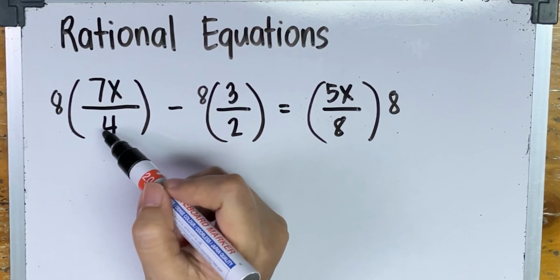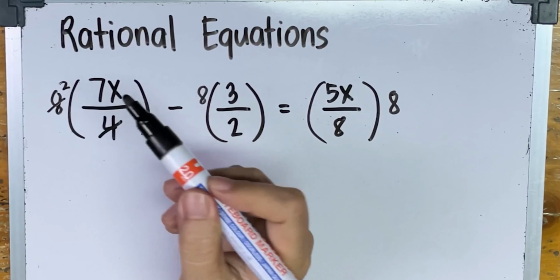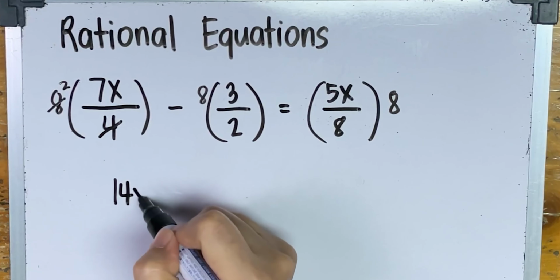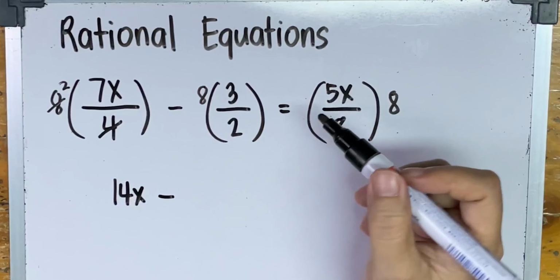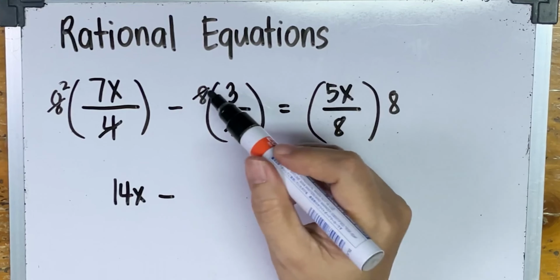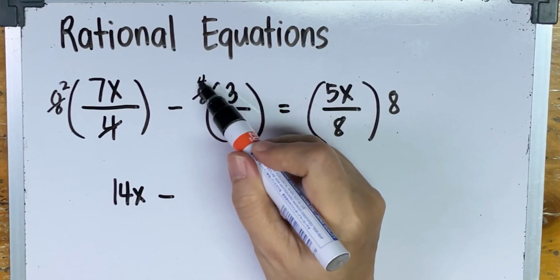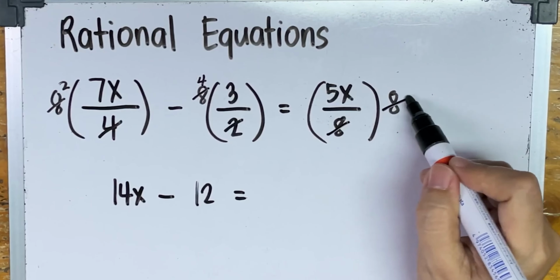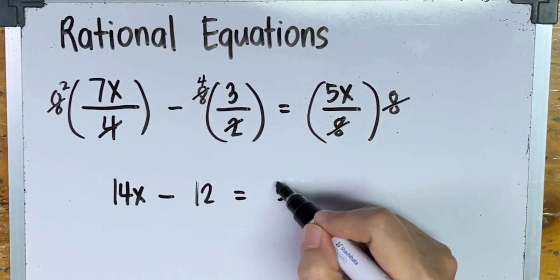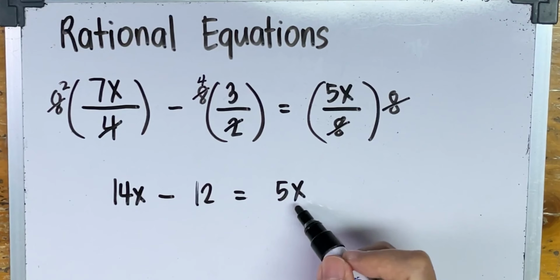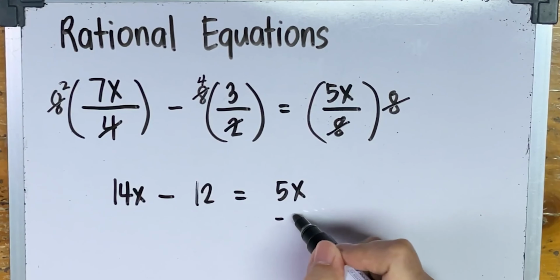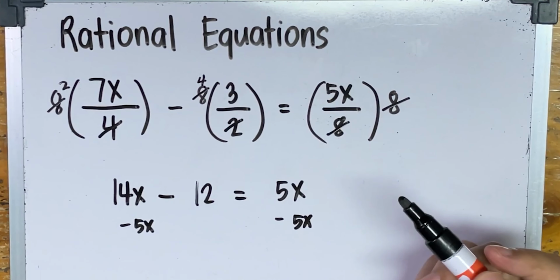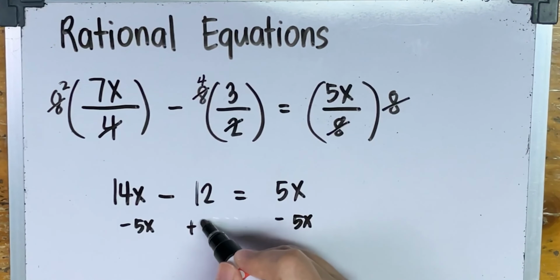So, we can divide 8 by 4. So, we have 2. So, 2 times 7x is 14x. Minus, okay, simplify natin yung second term. We can cancel and that leaves us with 4. 4 times 3 is 12 equal to, okay, yung 8 dito tsaka yung 8 doon, magka-cancel siya. Equal to 5x. We transpose 5x to the other side. So, subtract natin yung 5x dito on both sides. And then yung 12, transfer din natin sa kabilang side. So, we add 12 on both sides as well.